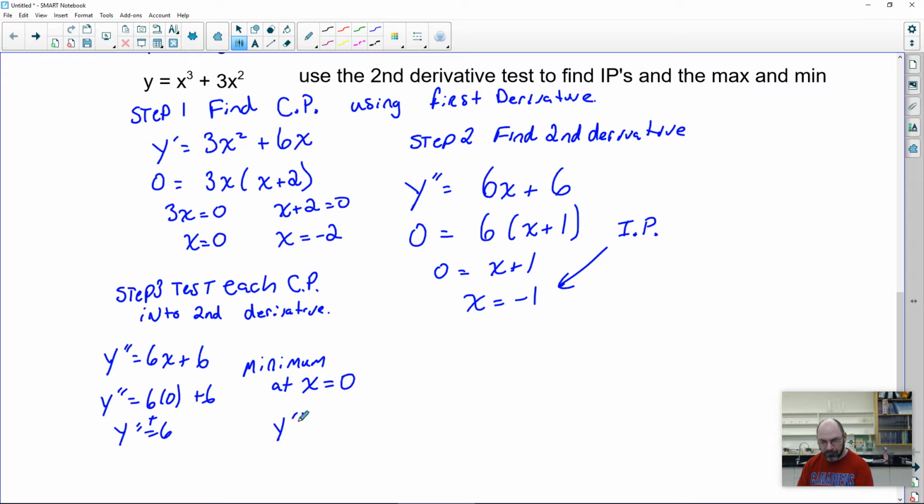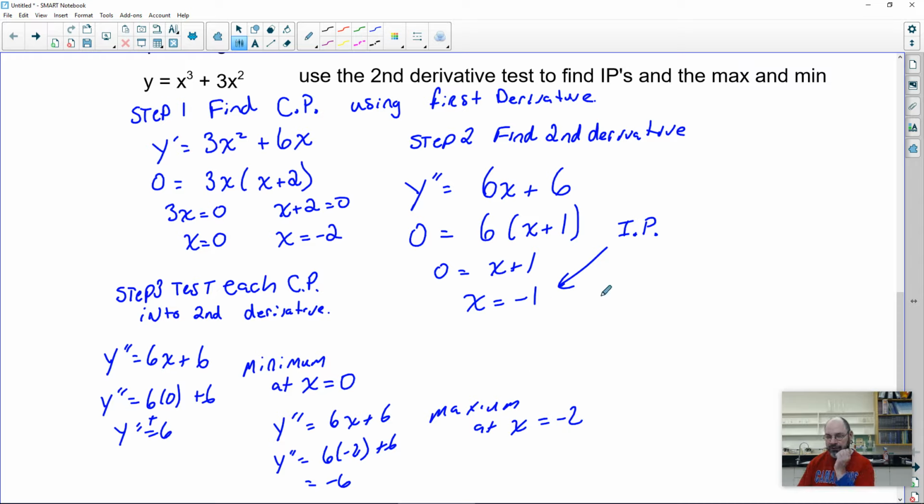Then we do the second one. Y prime prime equals 6x plus 6. Now we're going to put in negative 2. 6 times negative 2 plus 6 is going to be negative 6. So we have a maximum at x equals negative 2. And our inflection point here is at negative 1.